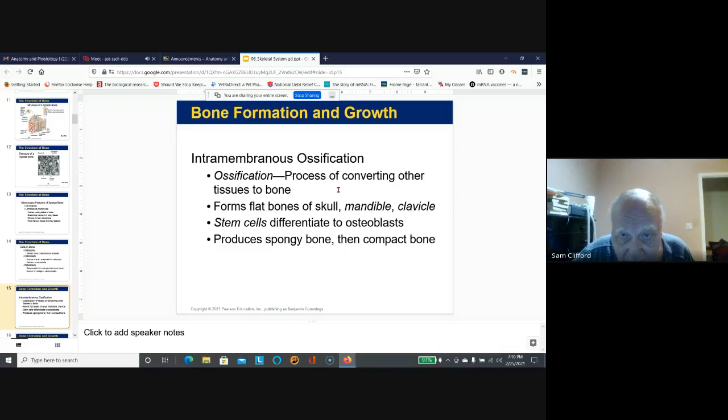One type of bone formation is ossification, when flat bones of the skull are built through a process called intramembranous ossification. Stem cells grow into osteoblasts, and they then produce spongy bone and then compact bone. So these cells are incredible. They can migrate and work together to shape a bone and to build spongy bone and then compact bone.